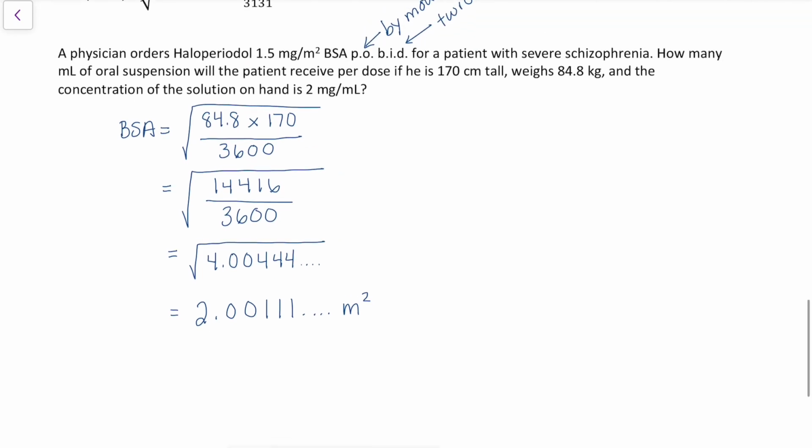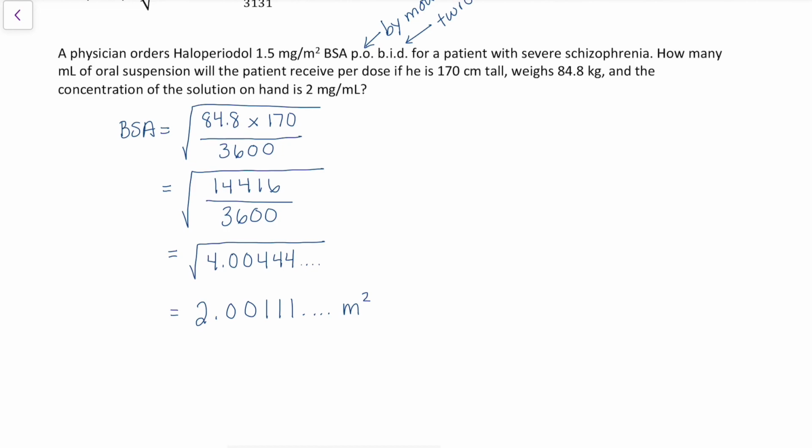Okay, so now we can reread the question now that we know the body surface area of the patient. It's asking me what dose they will receive, and it's asking how many milliliters. So first I need to figure out how much of the medication this patient needs, and therefore how many milliliters we need to give them in order for them to get that many milligrams. So the physician orders 1.5 milligrams per meter squared.